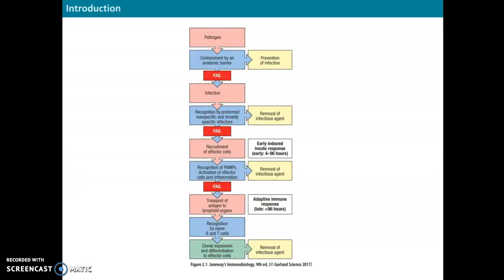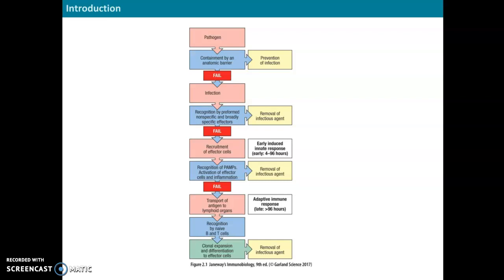So, like I introduced in the last couple of classes, the pathogens are everywhere, and so our first line of defense is containment, setting up anatomic barriers. This would be your skin or the endothelial layers of your lungs or alimentary canal, and they're to prevent infection. But when they fail, then you have an infection. The first step is recognition.